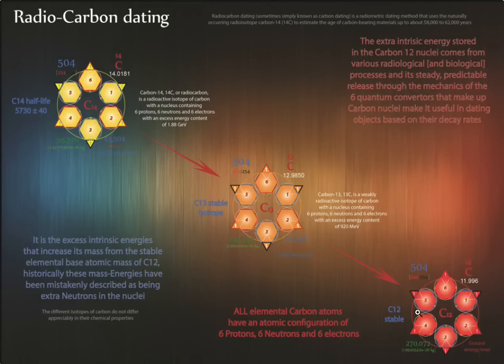Carbon-12 is a stable carbon atom. It has a rest mass matter, as listed there, of 270,072 N quanta, and it's the ground level. You can't get a lower energy state than this for carbon-12.